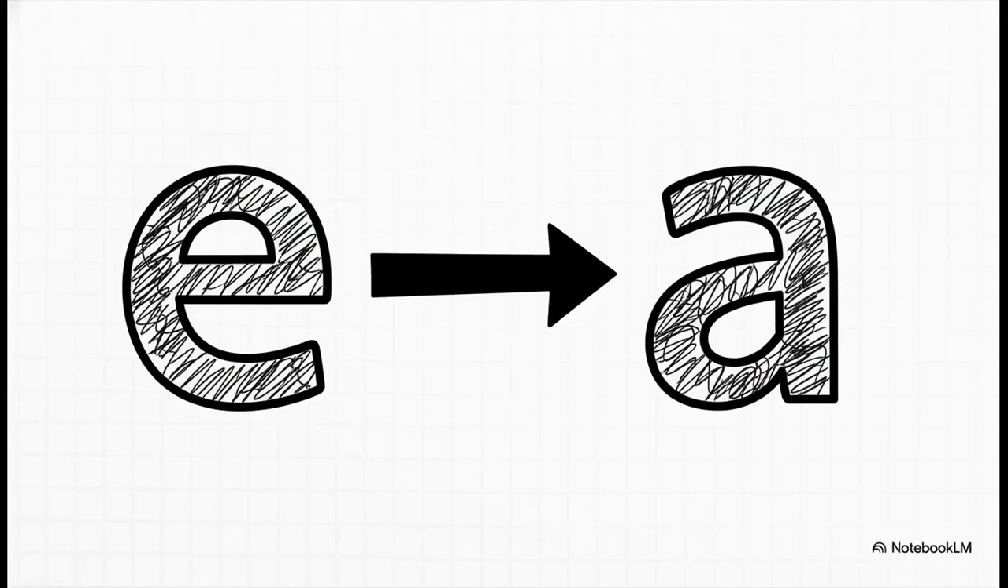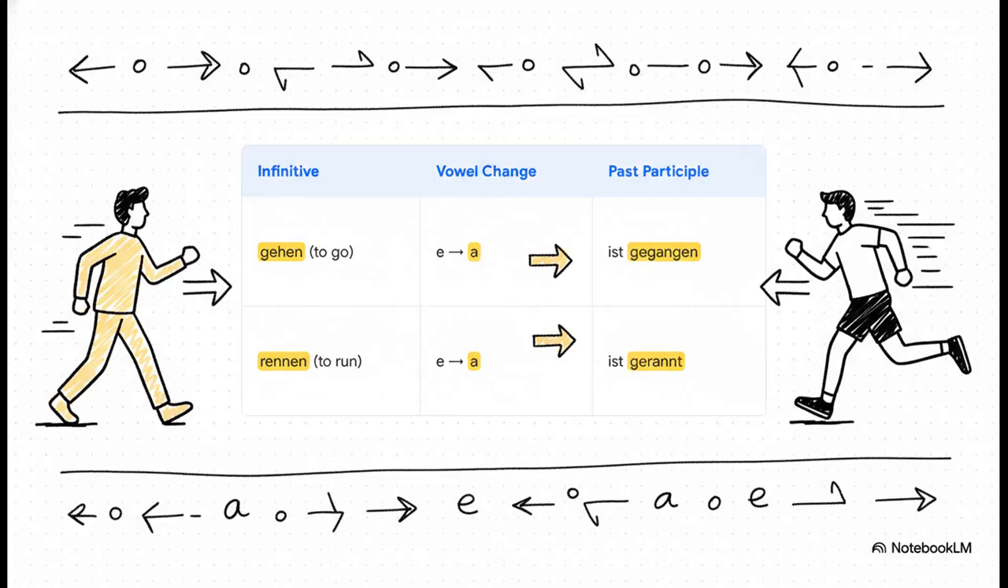All right, ready for the next shapeshifter pattern? This time, we're watching the vowel E open up into an A sound. And here we go with two classic verbs you use all the time. Gehen, to go, becomes ist gegangen. And rennen, to run, becomes ist gerannt. In both cases, that vowel sound just shifts right over to an A.